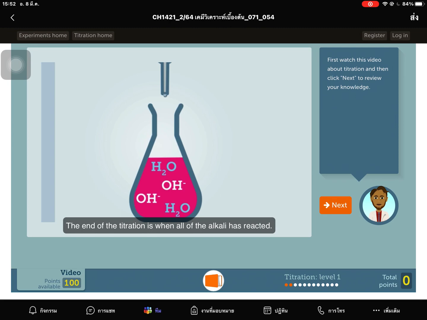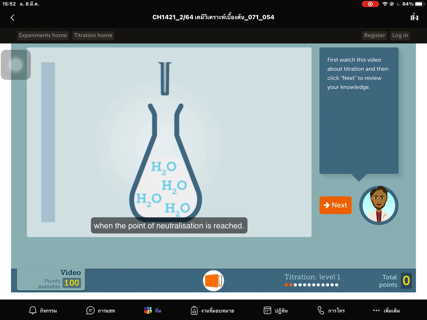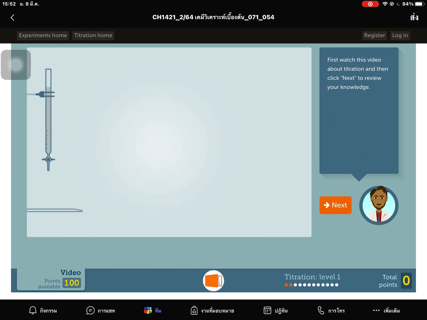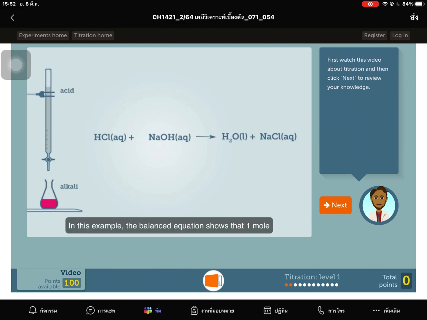The end of the titration is when all of the alkali has reacted. At this point, the pH is neutral. We use an indicator compound which changes colour when the point of neutralization is reached. In this example, the balanced equation shows that 1 mole of hydrochloric acid reacts with 1 mole of sodium hydroxide.